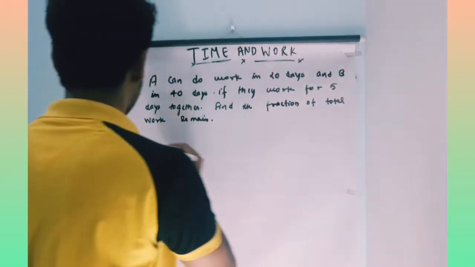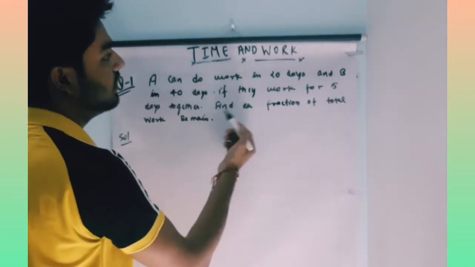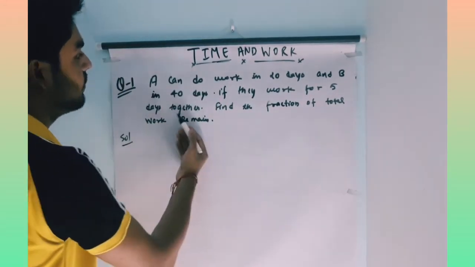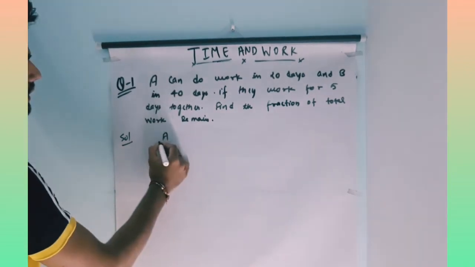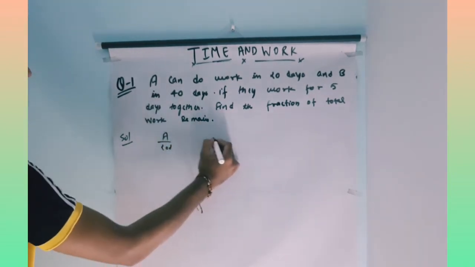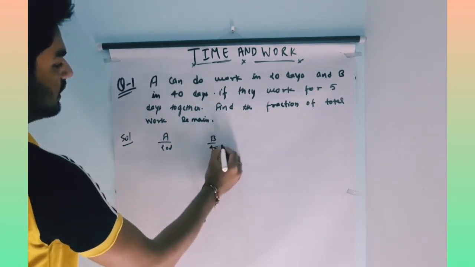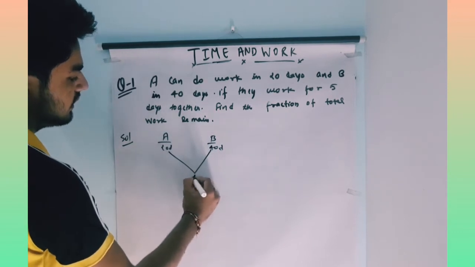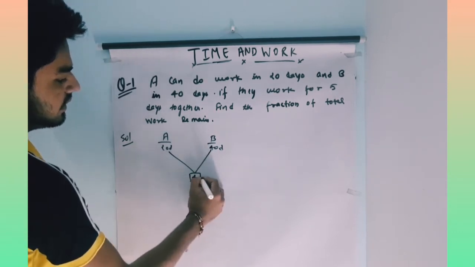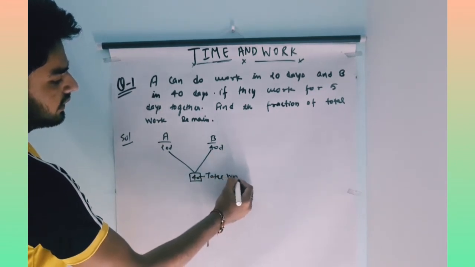So our question number 1: A can do a work in 20 days and B can do it in 40 days. So let A can do the work in 20 days and B can do the work in 40 days. Now the LCM of 20 and 40 is 40, which is our total work.